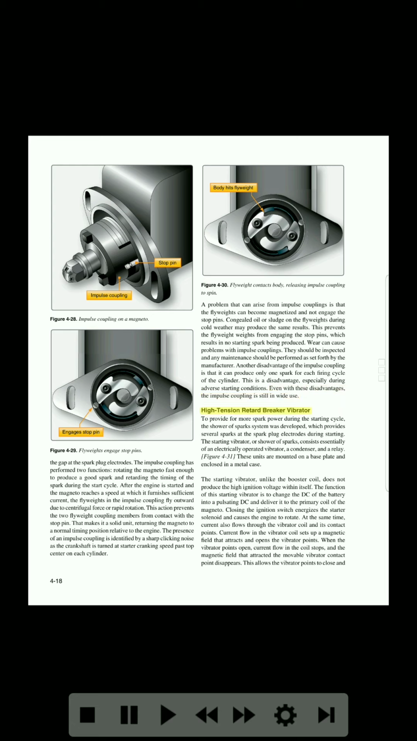High-tension retard breaker vibrator. To provide for more spark power during the starting cycle, the shower of sparks system was developed, which provides several sparks at the spark plug electrodes during starting. The starting vibrator, or shower of sparks, consists essentially of an electrically operated vibrator, a condenser, and a relay. Figure 4-31. These units are mounted on a base plate and enclosed in a metal case. The starting vibrator, unlike the booster coil, does not produce the high ignition voltage within itself. The function of this starting vibrator is to change the DC of the battery into a pulsating DC and deliver it to the primary coil of the magneto.